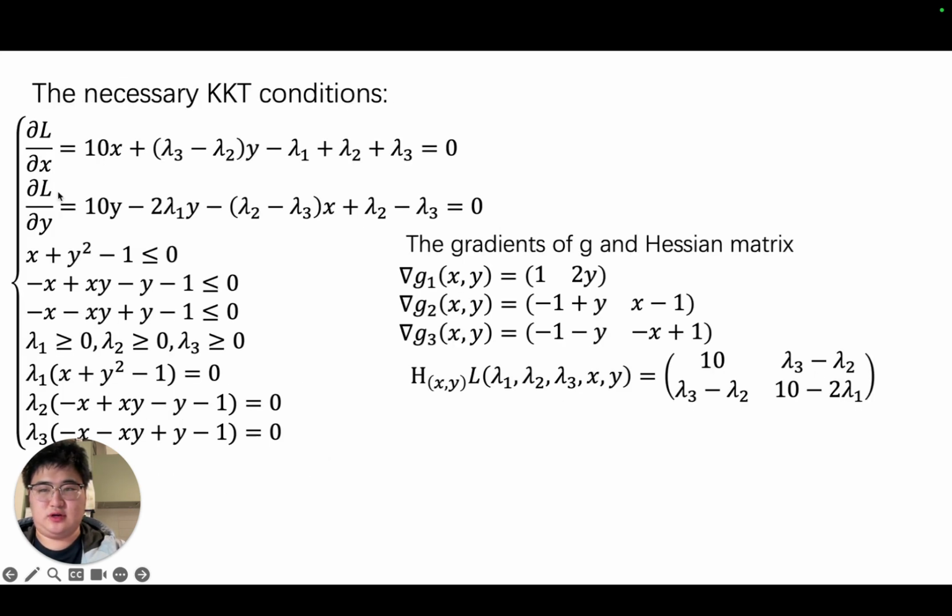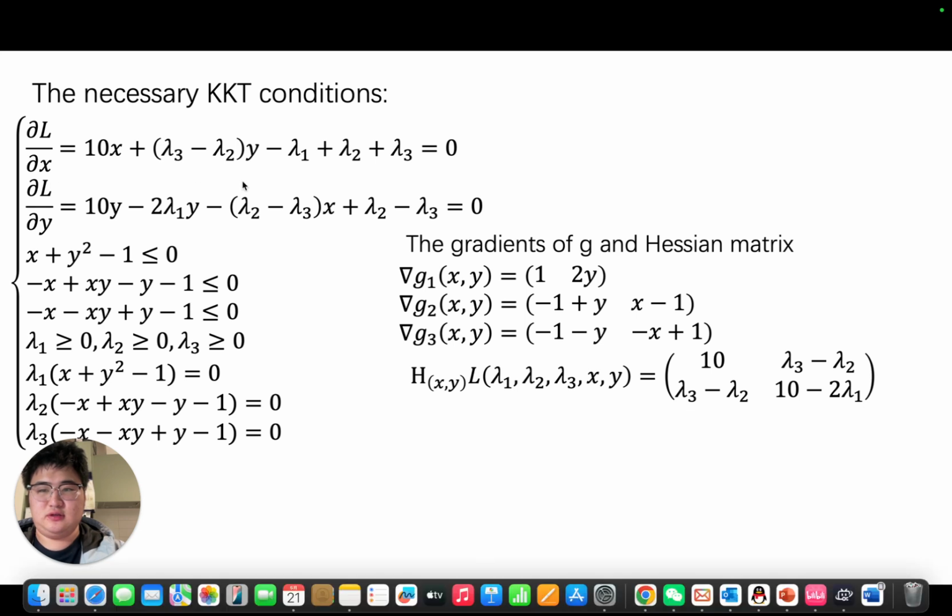Next, we need to construct the KKT conditions. The first two are the partial derivatives of the function with respect to x and y here. We use them to get the stationary points. Then we need to judge whether each stationary point is a maximizer, minimizer, or maybe a saddle point.